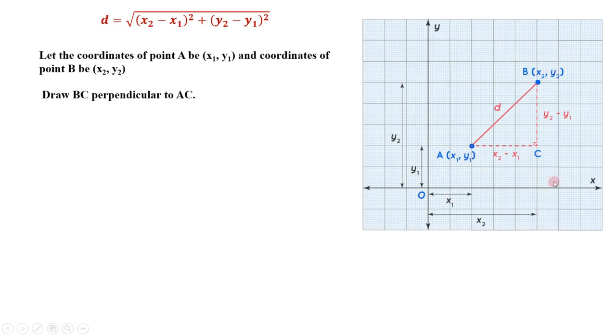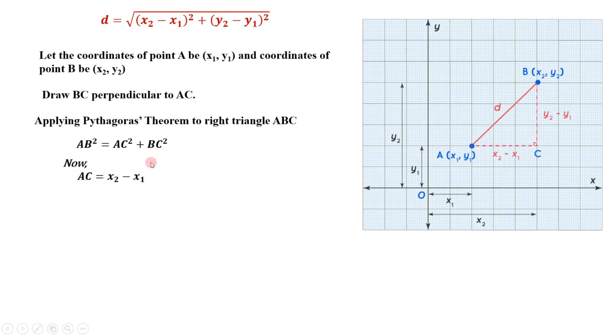So now let's draw BC perpendicular to AC. We'll have a right triangle ABC, right angle at C. So now this means it's a right triangle and we can apply the Pythagoras theorem in this right triangle, according to which AB squared will be equal to AC squared plus BC squared.